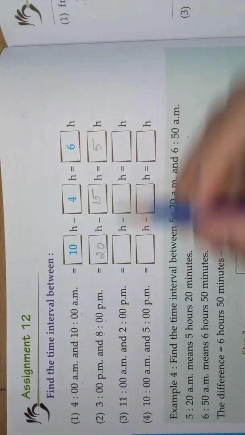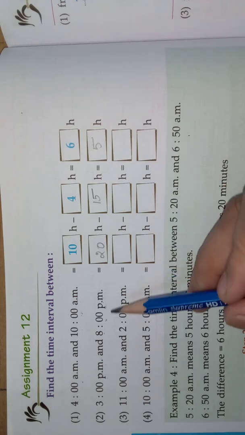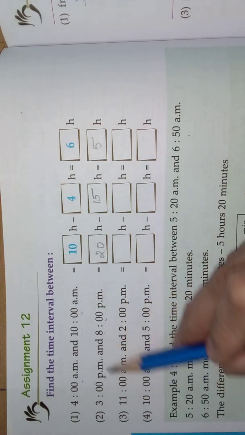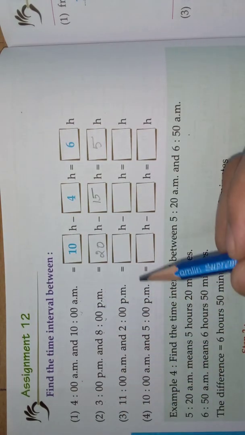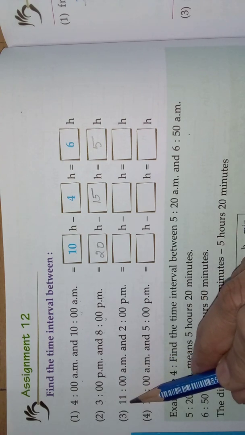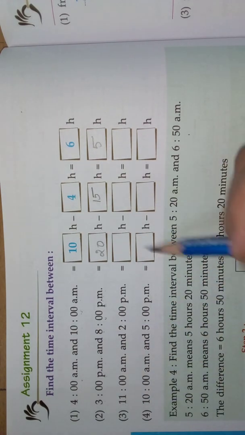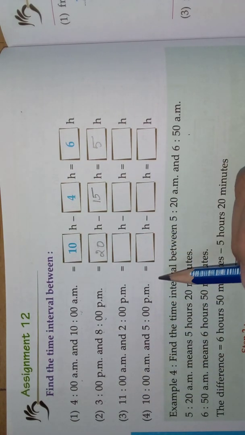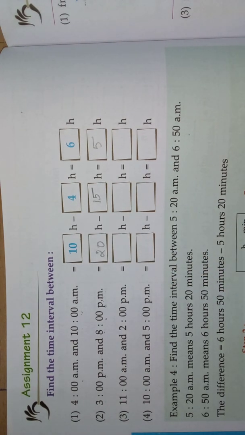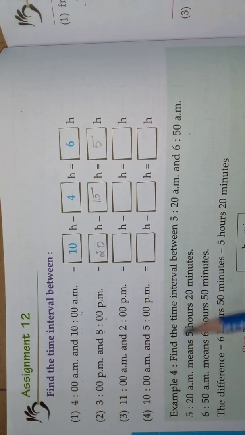Okay, 5 hours. Understood, children? Okay. So, we should take the end time first and after that we should take the starting time. Okay. In this way you should do the remaining sums. So, many examples I did, no. So, you do 2 sums, then only you can understand. Okay. Come, we will go see the next example 4.